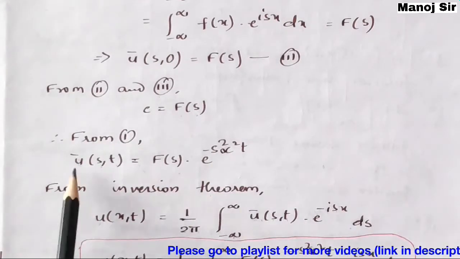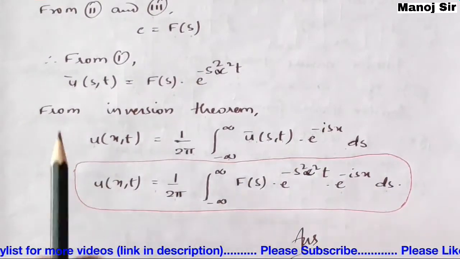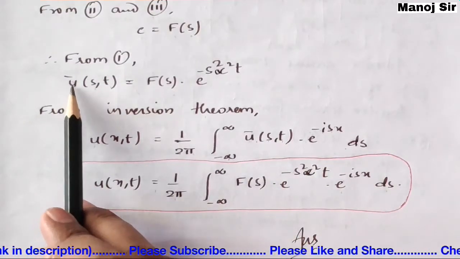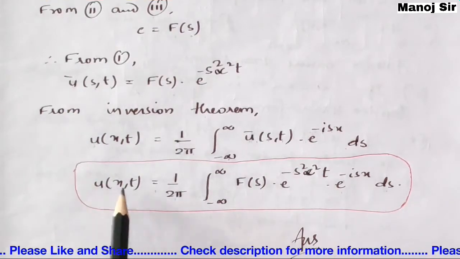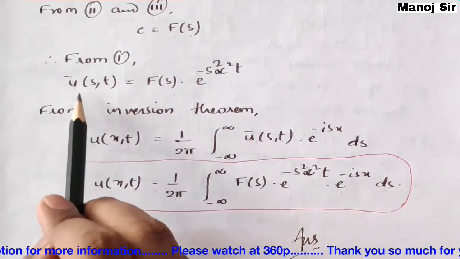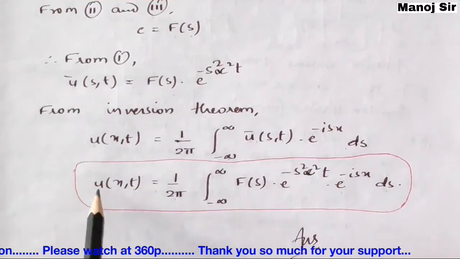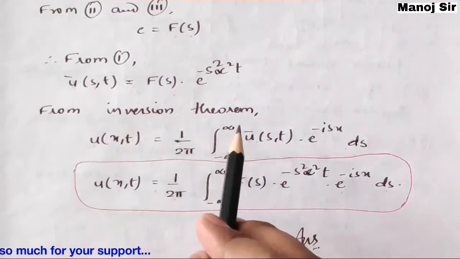Now we have this formula, but we want u. We have this, but we want this. This is the Fourier transform of u: if u is a function, then this is the Fourier transform of that function. Now we want to go from the Fourier transform back to the function. It means we need to apply the inverse Fourier transform, that is, the inversion theorem.